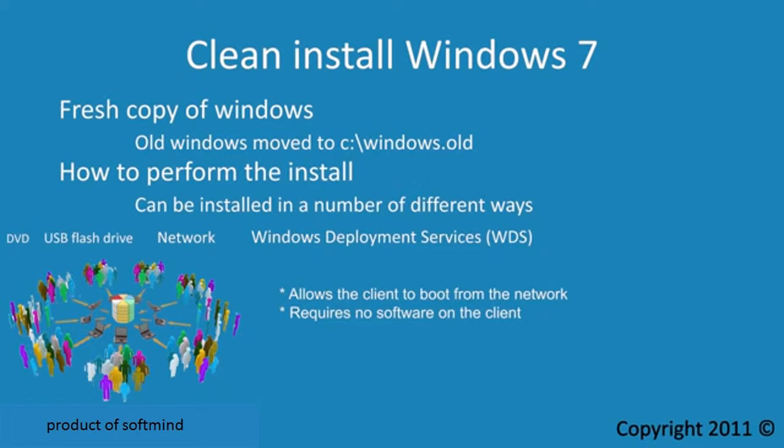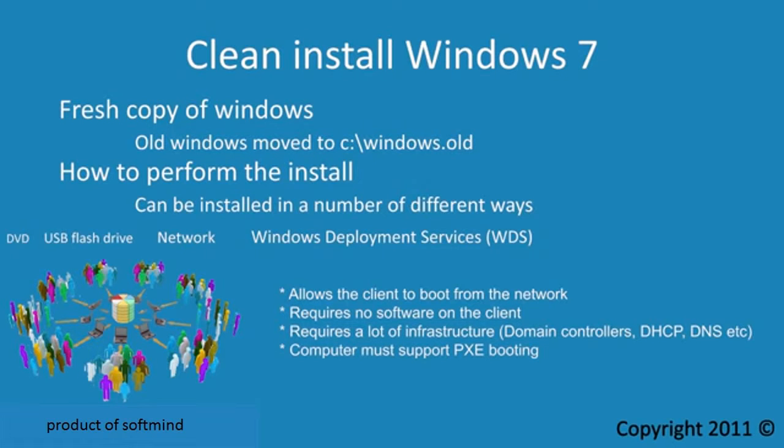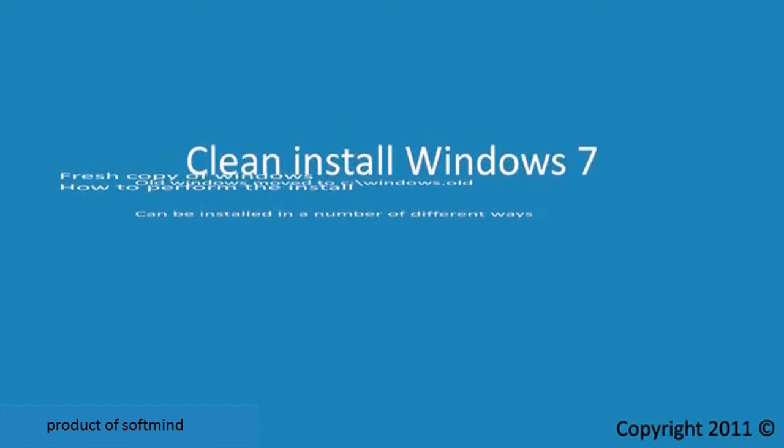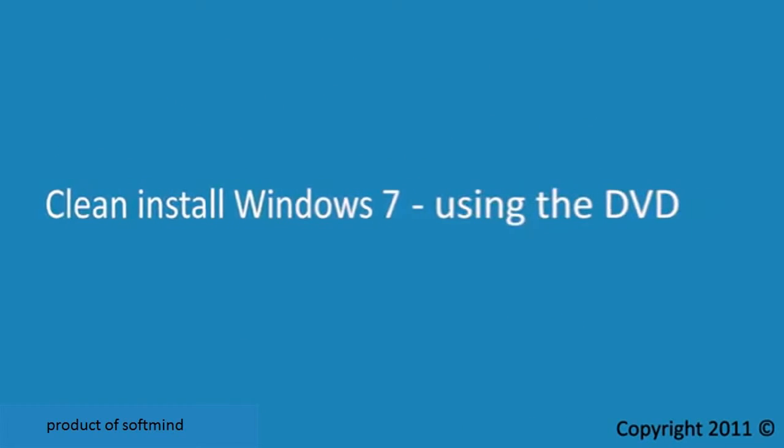The biggest disadvantage of WDS is that it requires a lot of infrastructure to work. In order to use it, you need to have installed Active Directory, DHCP, and DNS. The computer you are installing to must support PXE booting. All network cards on the market nowadays should have this feature. To start with, let's perform a clean install of Windows 7 using the DVD.